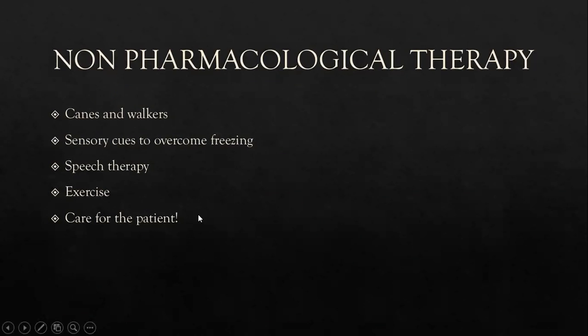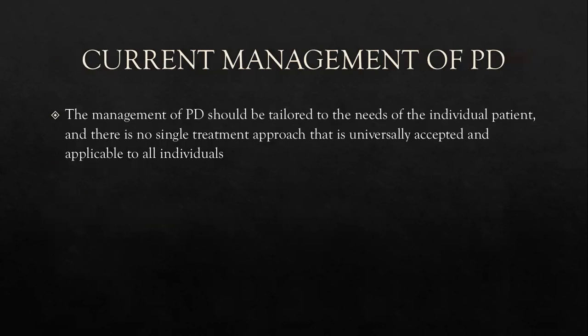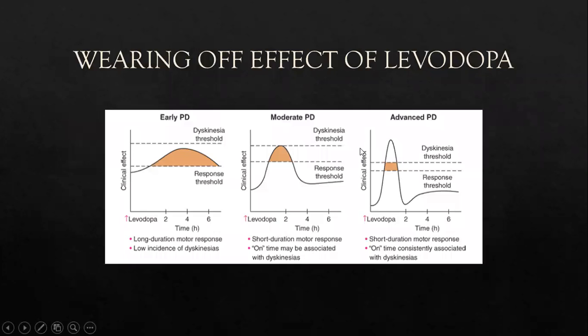is more important. Current management of Parkinson's disease is tailored to each individual. There is no single treatment approach that is universally accepted for all individuals. So coming to levodopa and its varying effect, I'm just emphasizing the point again. In early Parkinson's disease, the effect of levodopa is going to be very beneficial. It is not going to reach the dyskinesia threshold, and the response is going to last for a longer time.